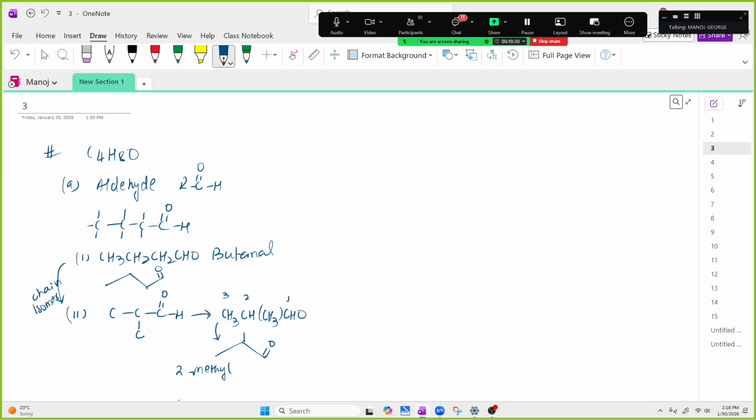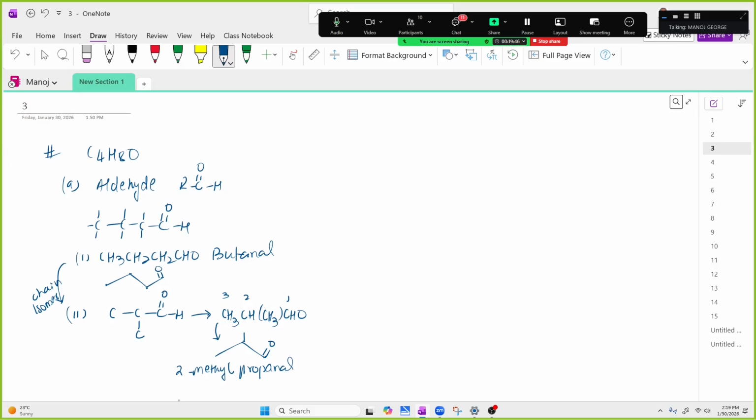2-methyl propanal. So this is the second aldehyde. So we have two aldehydes there. These questions will come in paper 1, they will come in paper 2 also. So two aldehydes are possible with C4H8O.